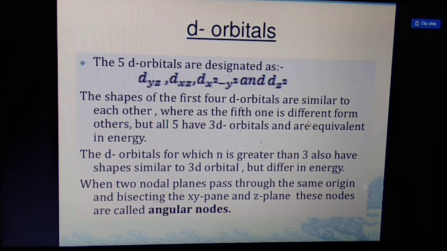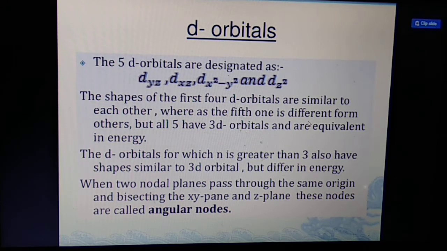When two nodal planes pass through the origin and bisect the xy plane and z plane, these nodes are called angular nodes. So what are angular nodes, my dear children? When two nodal planes pass through the origin and bisect the xy plane and z plane, these nodes are called angular nodes. So from this, one question I'm asking you: how many d orbitals are present in the d subshell?